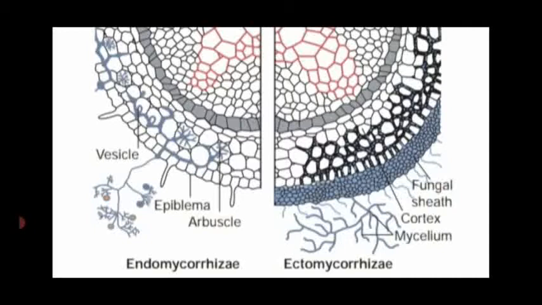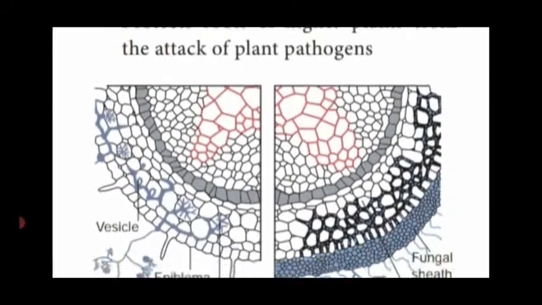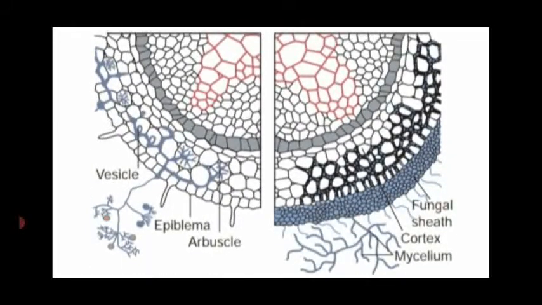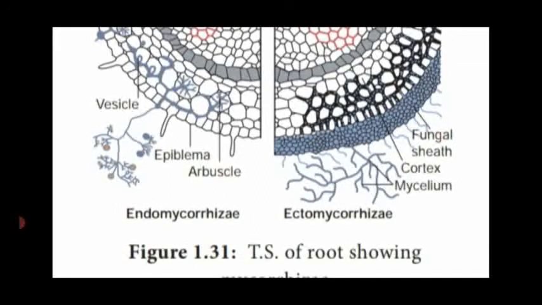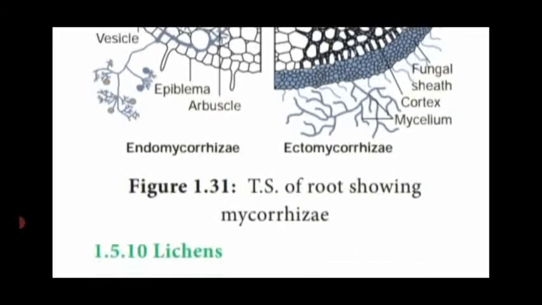See the fungal sheath present in the outermost layer of the epidermis, and they also contain a large number of branched hyphae with mycelium. That is said to be ectomycorrhizae. So these 2 are the major types of mycorrhizae, endo and ecto. One more mycorrhiza is there, that is ectendomycorrhizae. That one we will see in the table column.